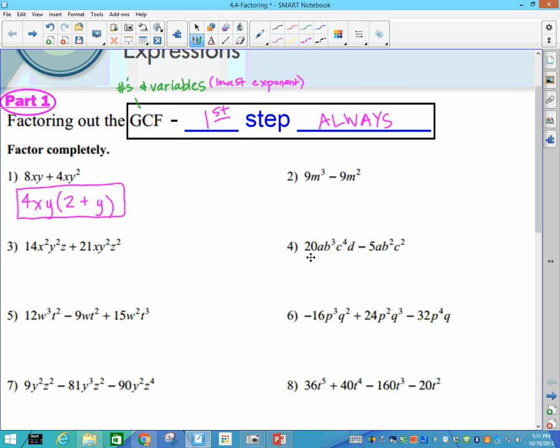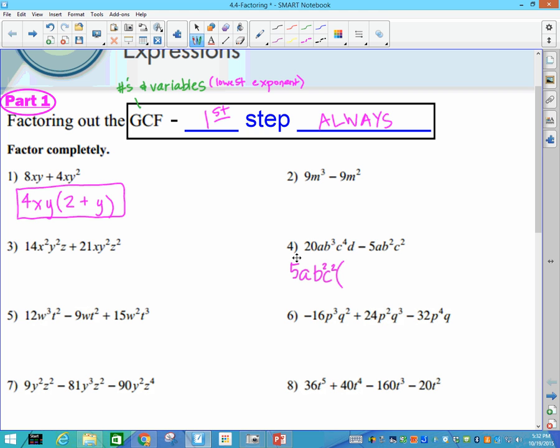Okay, another example, let's go look at number 4. Again, I'm looking at the numbers first, and there's a common factor of 5, and then they both have an A, they both have a B, they both have a C, they do not both have a D. Now, what is the lower exponent of A? It's A to the first. B, I have B to the third and B squared, so I'm going to have B squared. And C, I have C to the fourth and C squared, so it's going to be C squared.